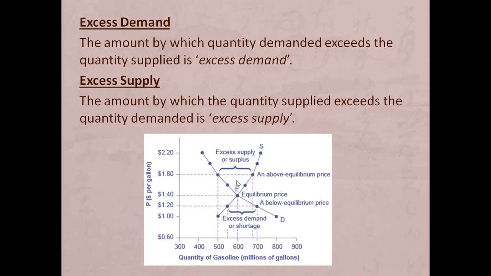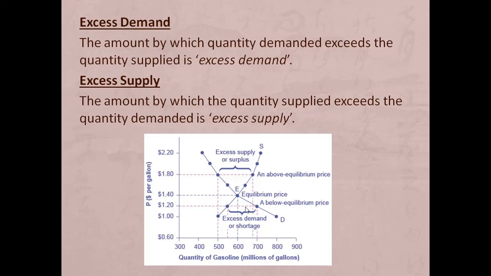Now if the price ceiling is fixed above the equilibrium price, the market will correct itself. The price will fall down to the equilibrium point. But when the price ceiling is fixed below the equilibrium, then there will be a shortage of the commodities, because the price is below your equilibrium price.